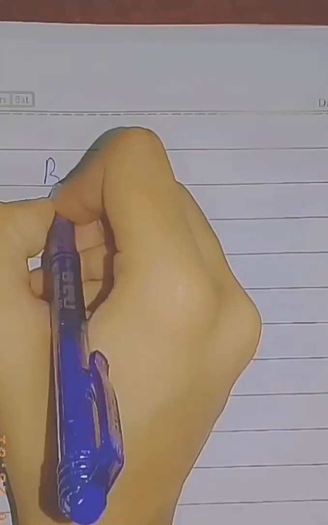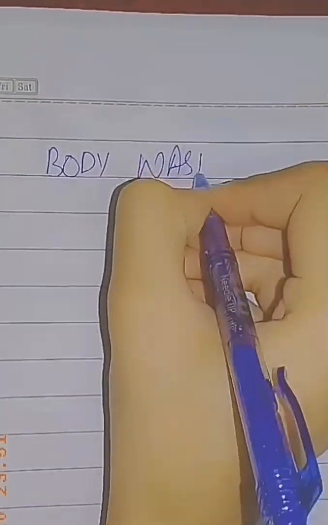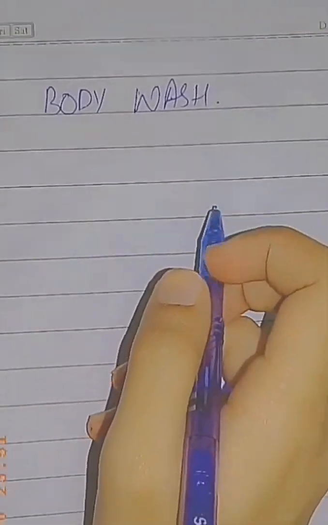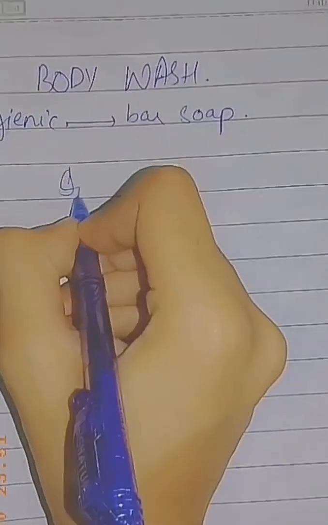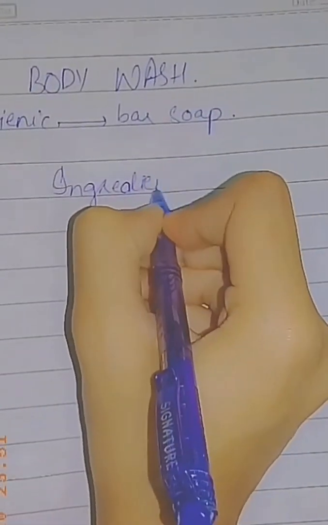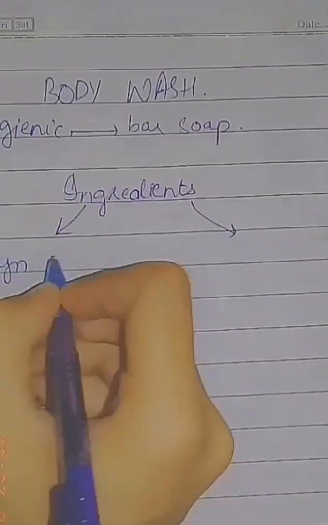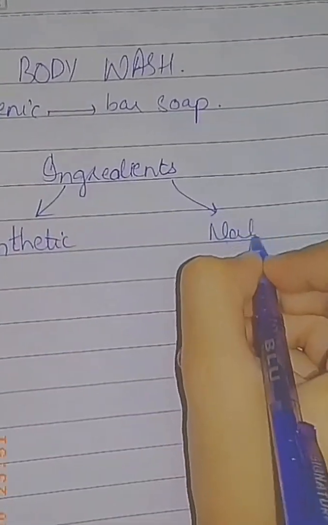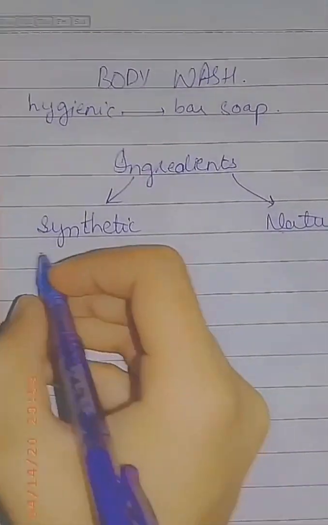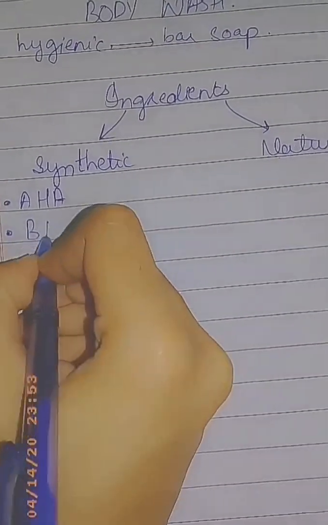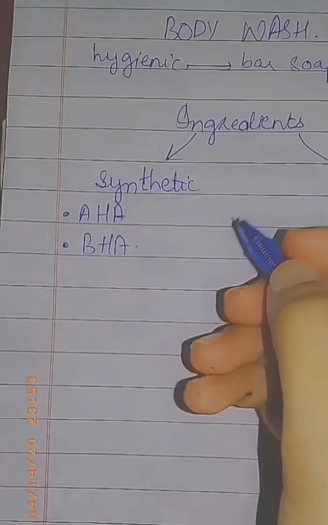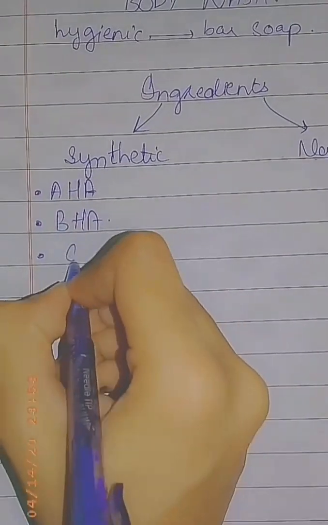After hand wash, I will tell you about body wash. Body wash is a liquid cleansing product for use on body, and it's more hygienic than bar soap. And body washes are slightly more moisturizing than shower gels, and its ingredients are synthetic and natural. Synthetic ingredients include AHA, which stands for alpha hydroxy acid, and second is BHA, which stands for beta hydroxy acid, also called salicylic acid, and third one is glycerin.